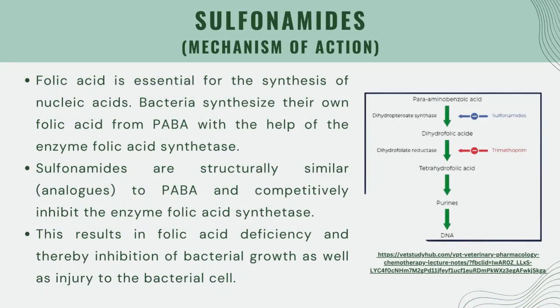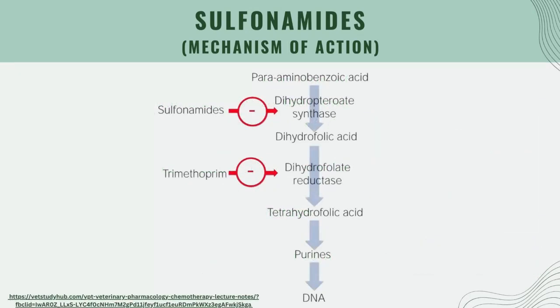Sulfonamides' mechanism of action. Folic acid is essential for the synthesis of nucleic acids. Bacteria synthesize their own folic acid from PABA with the help of the enzyme folic acid synthetase. Sulfonamides are structurally similar to PABA and competitively inhibit the enzyme folic acid synthetase. This results in folic acid deficiency and thereby inhibition of bacterial growth as well as injury to the bacterial cell. This is an illustration of how the sulfonamides inhibit dihydropteroate synthase and trimethoprim inhibits dihydrofolate reductase, therefore inhibiting the folic acid synthesis.